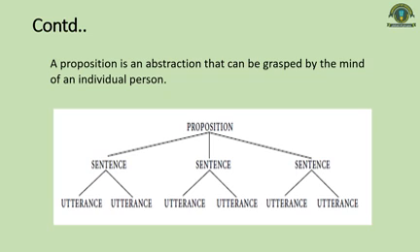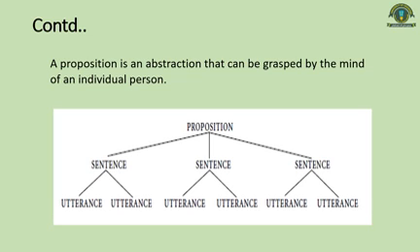And each of these sentences could be uttered an infinite number of times as well. So again, proposition, then sentences, and then so many utterances. We can say that a proposition is an abstraction, and this abstraction can be grasped by the mind of an individual person. In this sense, we can say that a proposition is an object of thought.